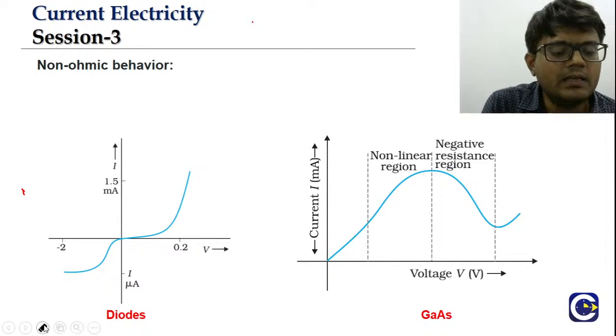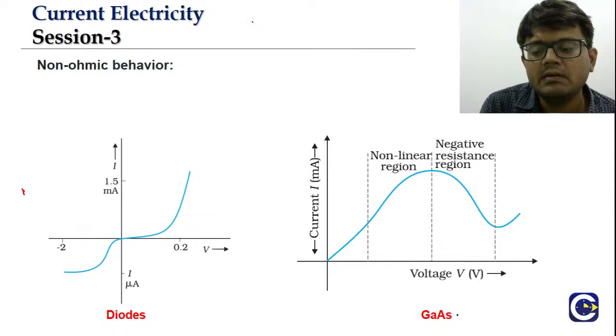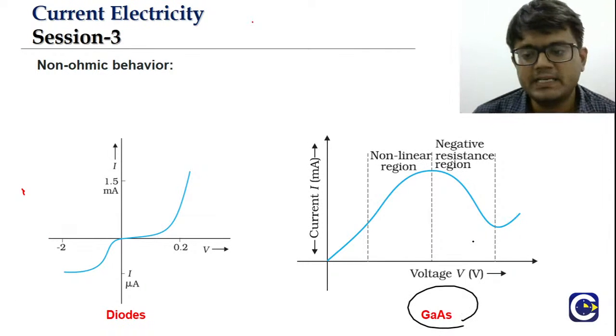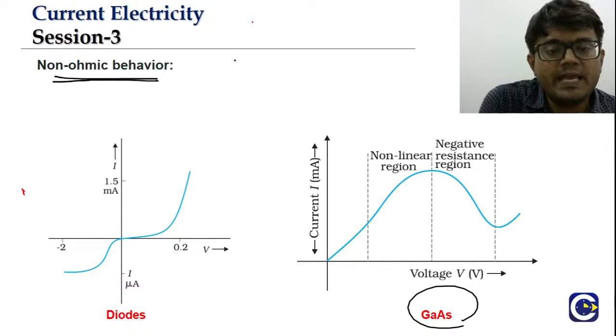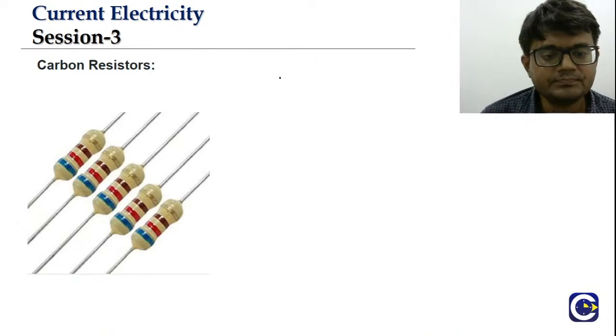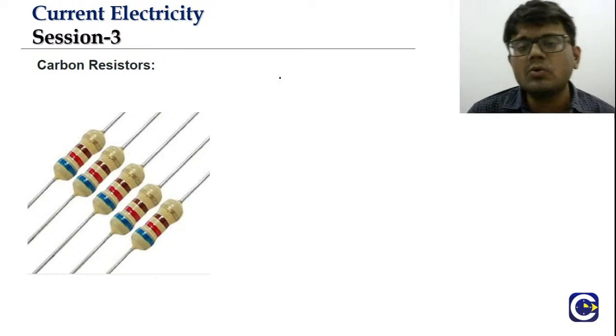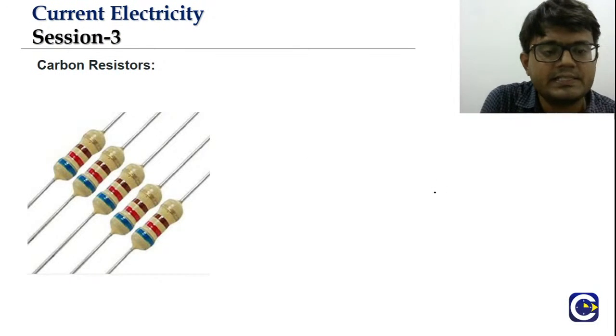Okay. There are special cases like this: the case of diodes and materials like gallium arsenide and so on. So this is about the non-ohmic behavior, where we will not have that V equals IR relation.